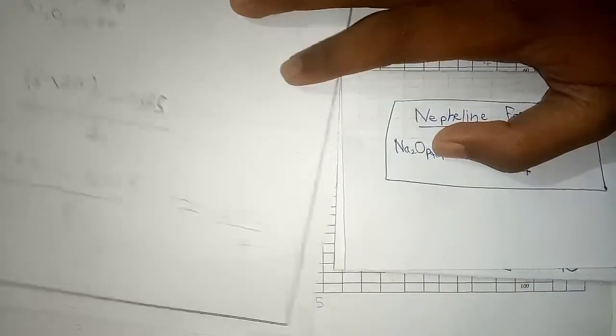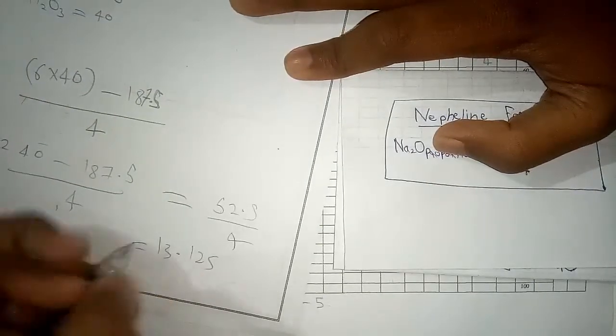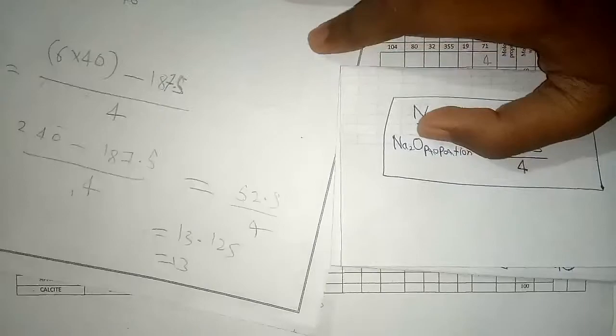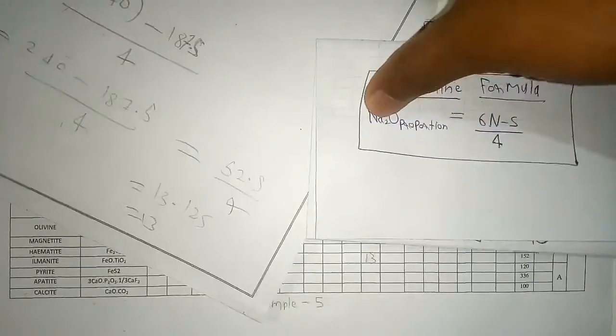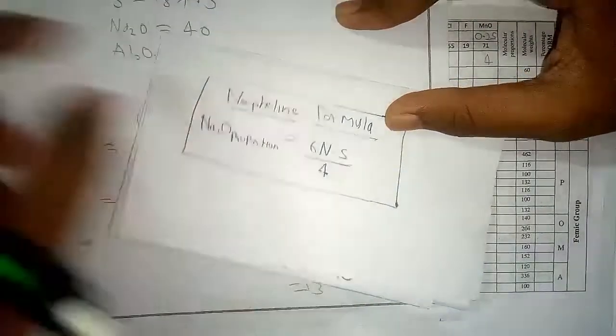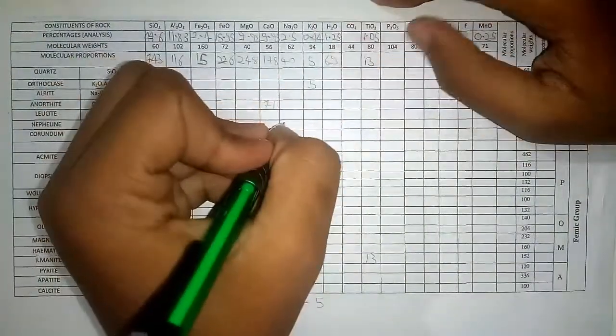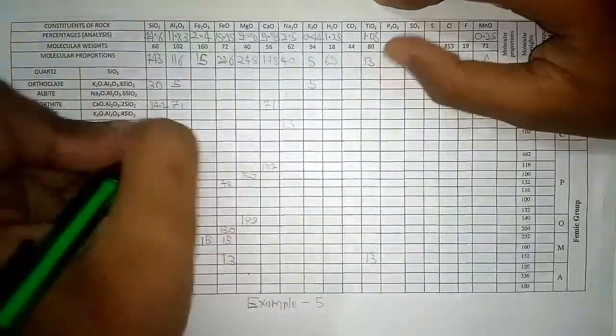So it is nearly equal to 13.125. Taking it as a round figure, it is only 13. So we have to make 13 Na2O proportion. This was the formula of Na2O proportion in nepheline formula. So we found it, we have to make it 13, so we will take 13 Na2O here.